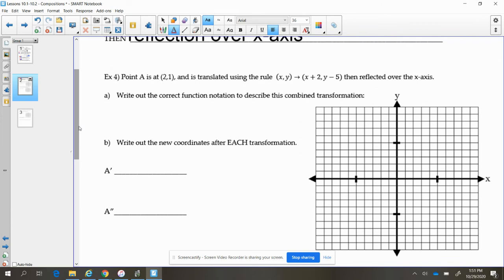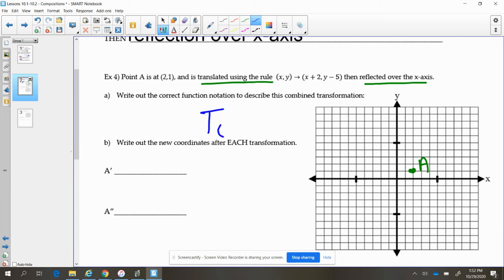So notice we're going to start in example 4 with point A, which is located at (2, 1). So right 2, up 1 is point A. And it's translated using the rule given, and then it's reflected over the x-axis. So if we're going to write the function rule to describe this, we're going to start by writing the translation to the right 2 and down 5. So (2, -5). Now, since this is what's being performed first, it's actually going second.